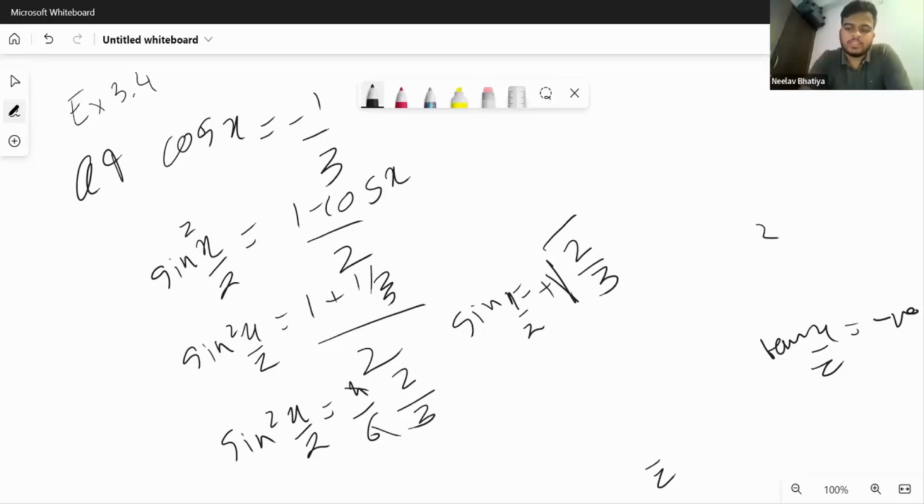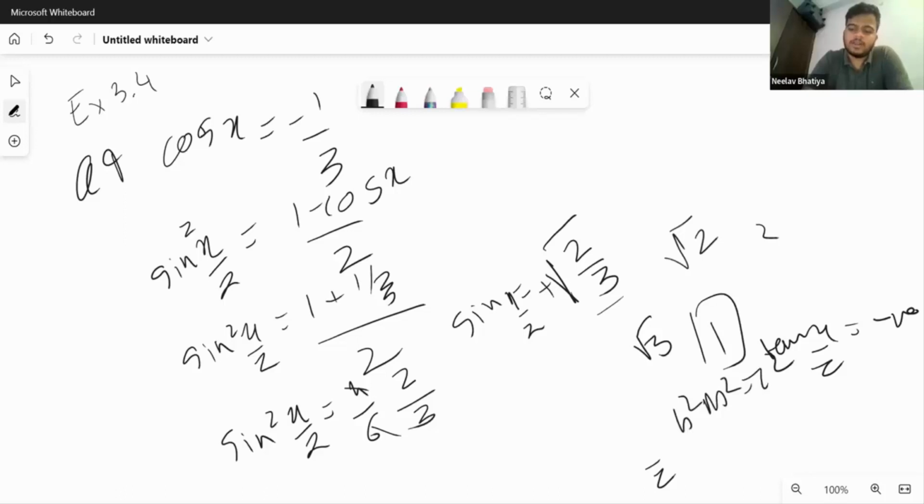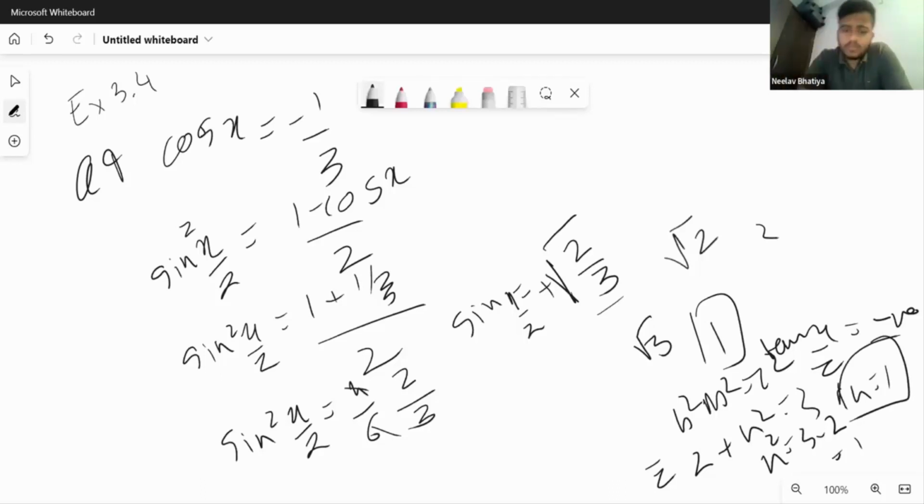Similarly, if we solve for cos, we know the hypotenuse is equal to root 3, height is equal to root 2. So what is the base? The base would be 1, because h square plus b square equal to c square, correct? 2 plus b square equal to 3. b square is equal to 3 minus 2, is equal to 1. b is equal to 1. Makes sense? So the base is 1.